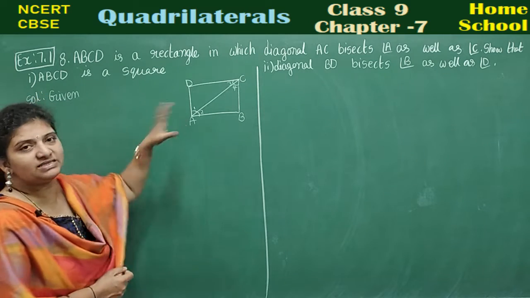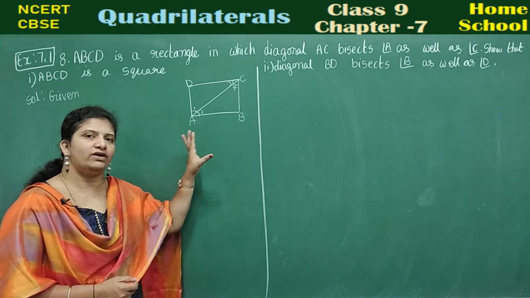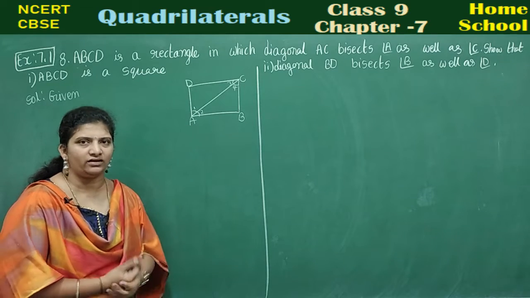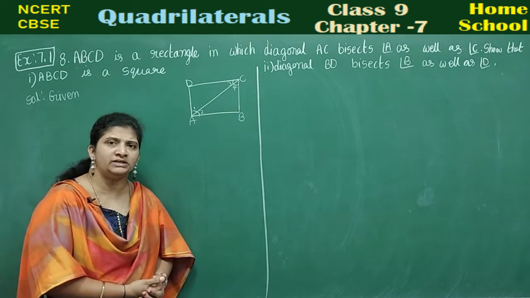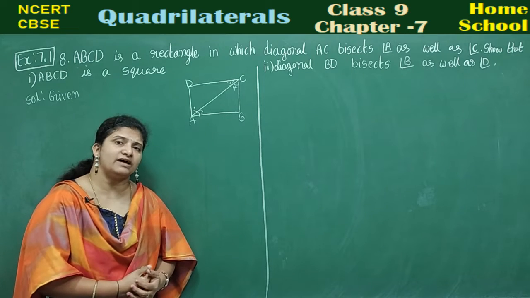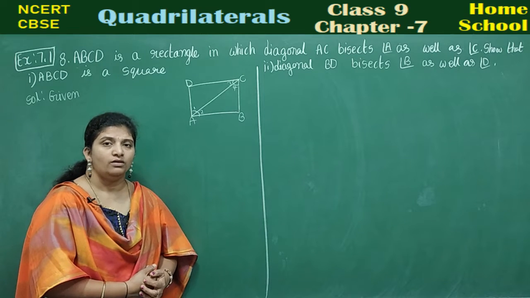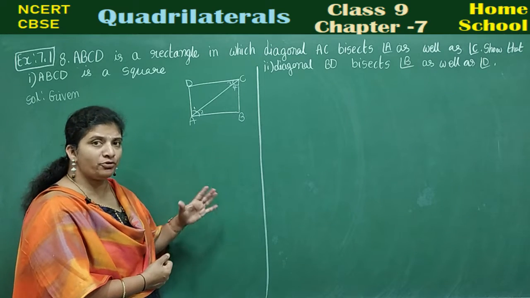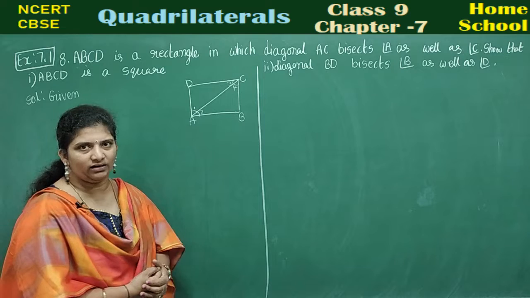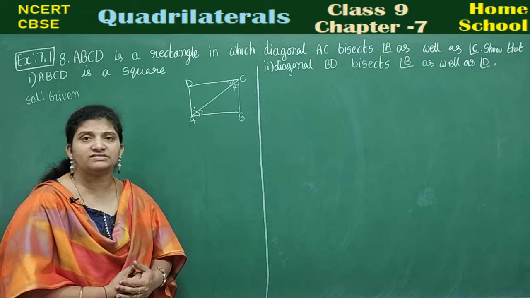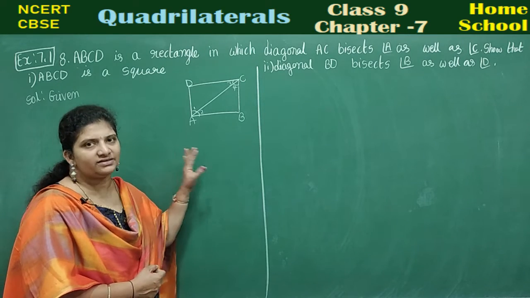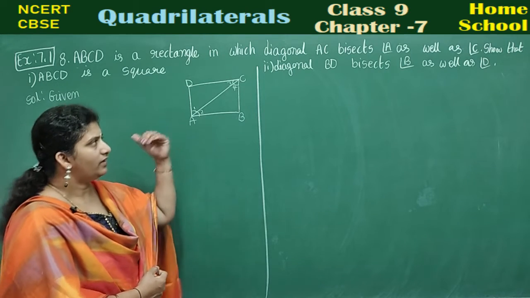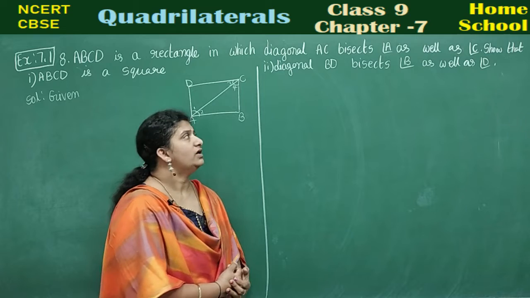Prove that ABCD is a square. They have given a rectangle. I need to prove this rectangle as a square. How can it be possible? Rectangle opposite sides are equal, we know. I need to prove it as a square means I should prove sides are equal. If I am able to prove adjacent sides are equal, then I can say it is a square. Okay, let's think later. Second sub question.